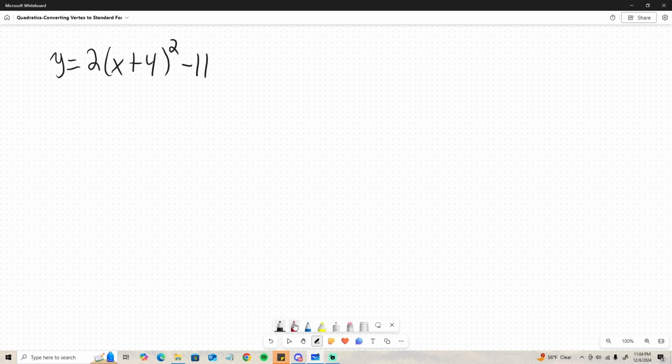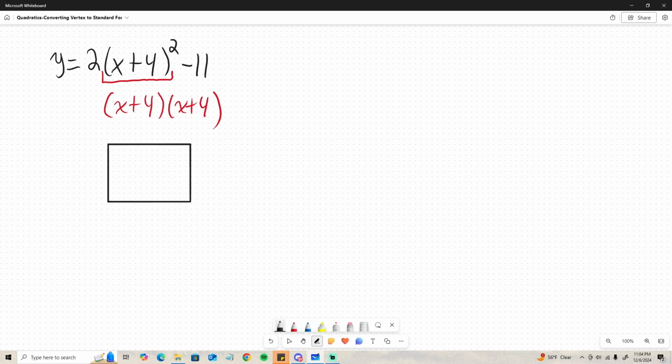So let's do that. I have to address this first. And again, that squared just means that it is, I'm actually doing this in red. This square means that it's x plus 4 times x plus 4. I'll put that in the box for us, just to be nice. Consistent at least. We have x plus 4 and x plus 4.